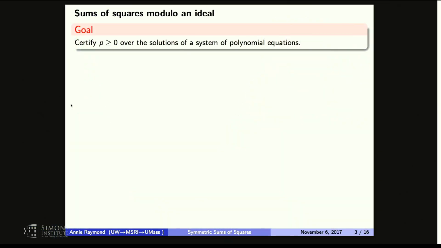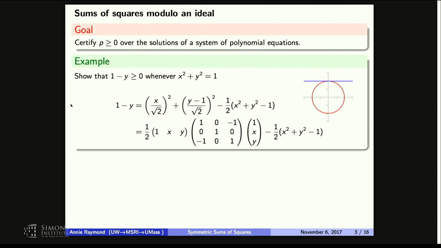All right, so let's go over a little bit of background, which a lot of you know. But just to make sure we're all on the same page, let's go over what is a sum of squares modulo an ideal. Let's say that I want to certify the non-negativity of a polynomial p, not globally, but just over the solutions of a system of polynomial equations. So for example, I could want to certify that the polynomial 1 minus y is non-negative whenever x squared plus y squared is equal to 1. So I really want to show that y is at most 1 over the unit circle.